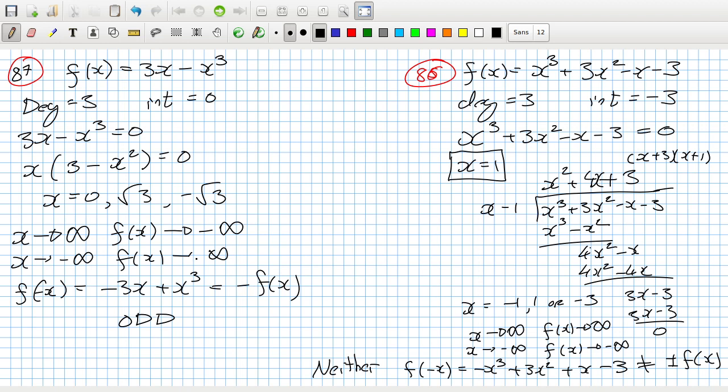And let's just confirm the answer since I have it here. Intercepts 0 and plus or minus root 3. Left end rises and right end falls, and it's odd. Okay, that's that batch done.